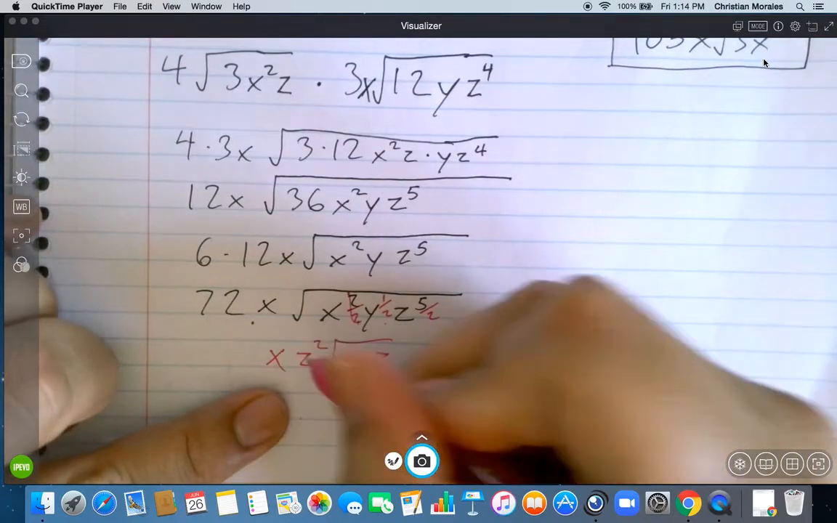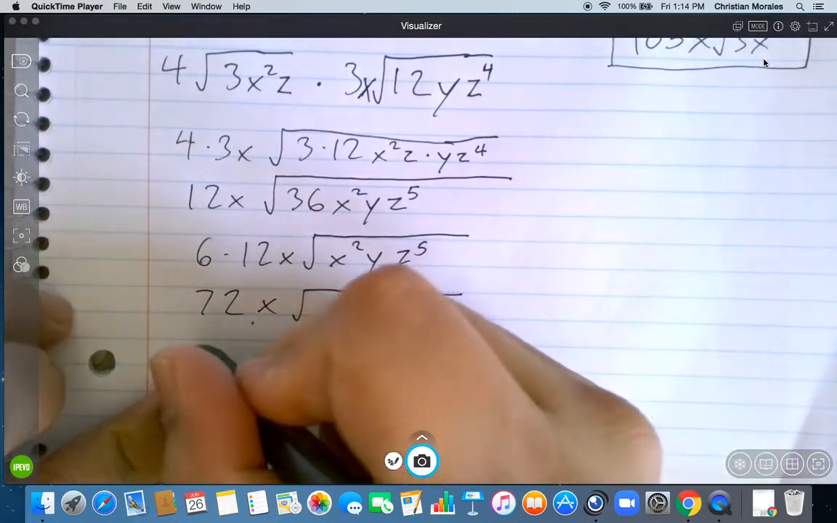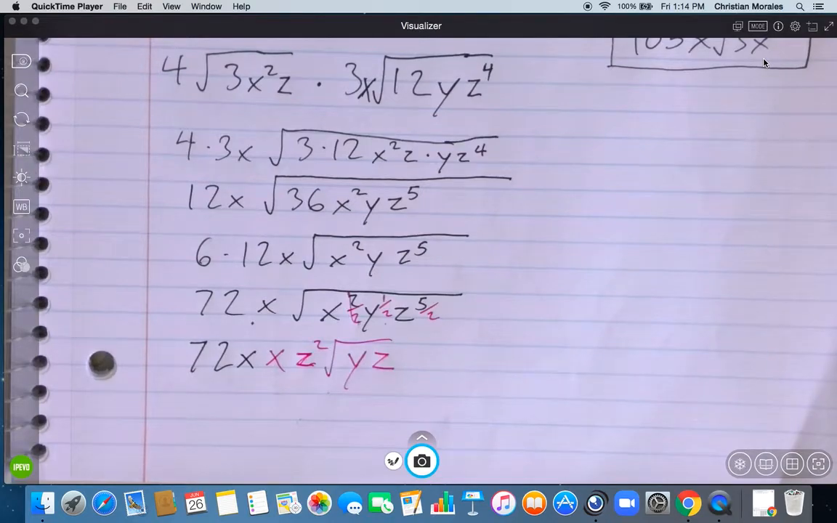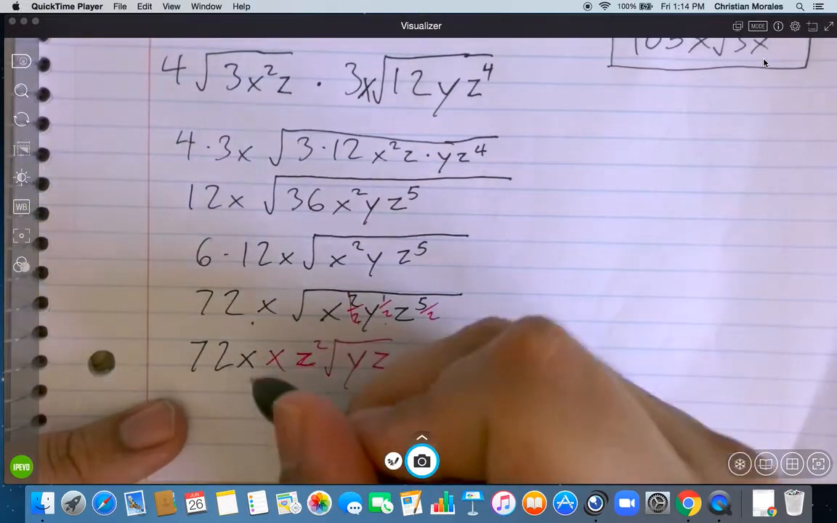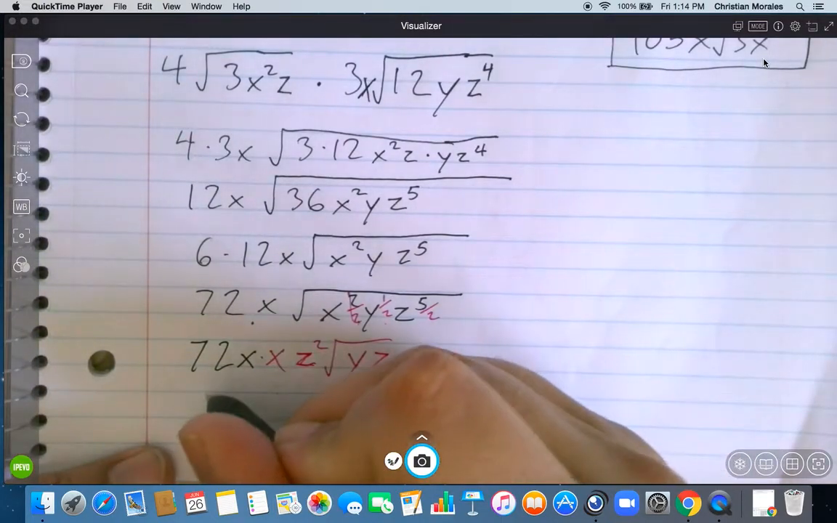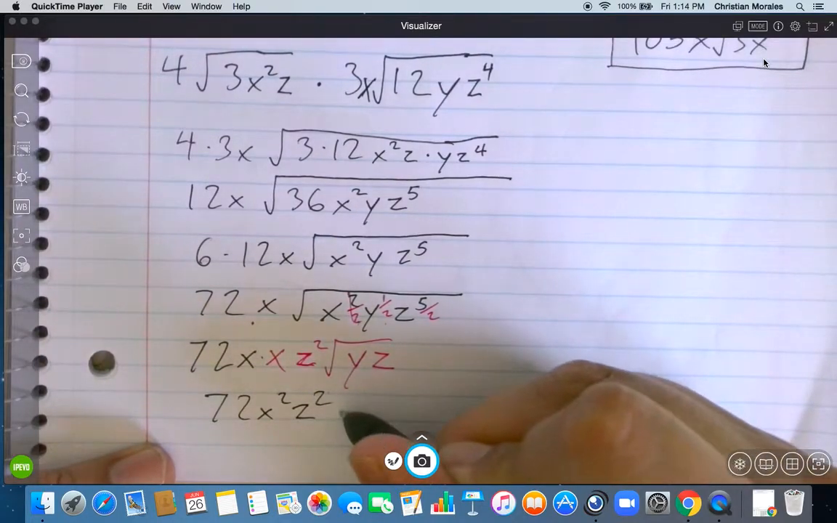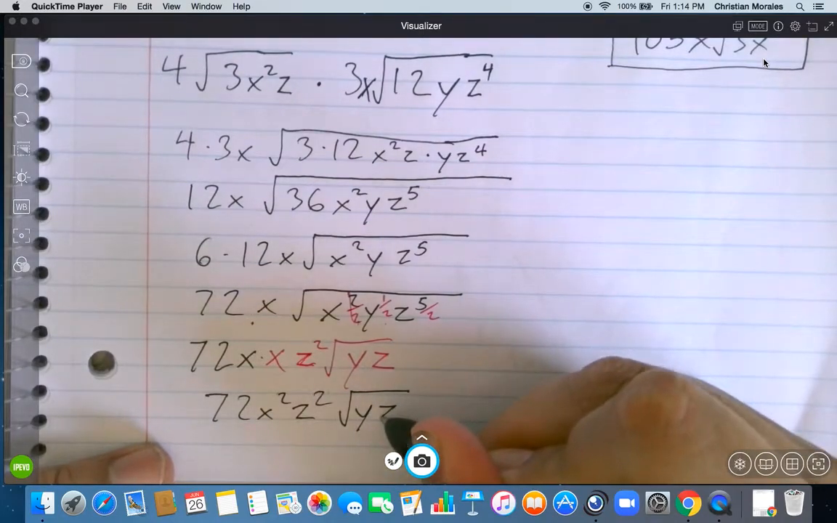So, let's not forget, this is what I took out. What's still in front is that. What do you do with these? You put them together. Well, there's only 2 things that match. You're only going to combine x times x. So you're going to get 72x squared, z squared, root yz.